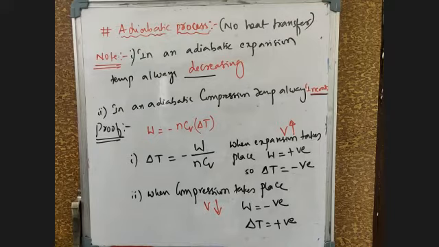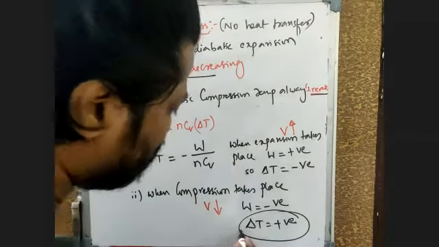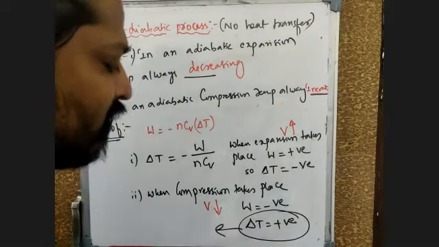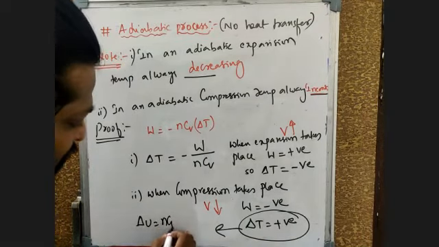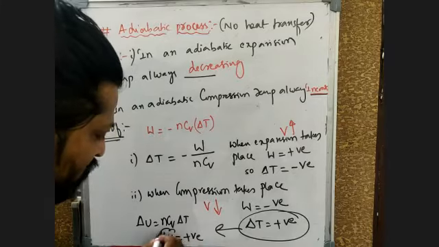During compression, work done is negative. Tell me what the internal energy is. Internal energy depends only on delta T, so delta U is equal to n Cv delta T. Delta T is positive, so internal energy is positive. This can also be asked.